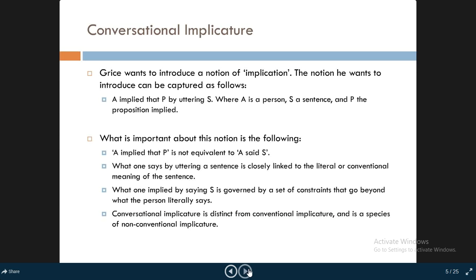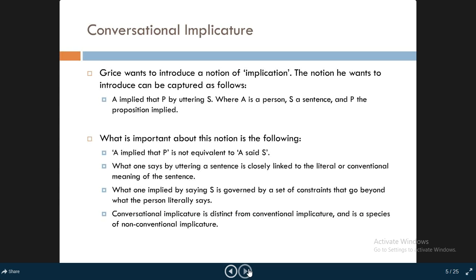The answer is by using Grice's conversational implicature. Grice wants to introduce a notion of implication. The notion he wants to introduce can be captured as follows: A implied that P by uttering S, where A is a person, S a sentence, and P the proposition implied. What is important about this notion is the following: A implied that P is not equivalent to A said S.